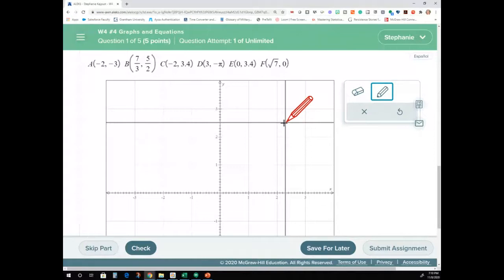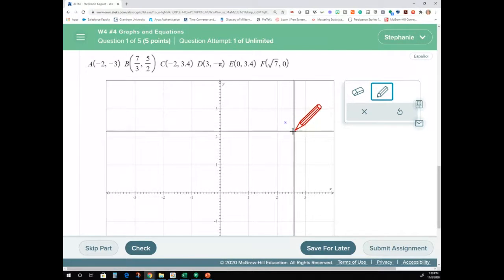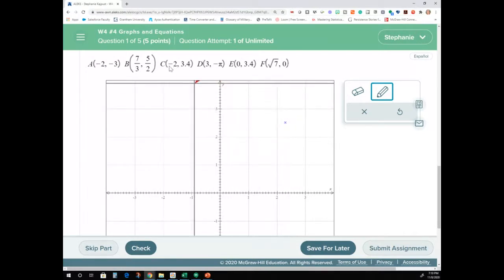And if you move, double check that I'm still at 2.3 and I'm at 2.5. So now I'm going to click. Okay, so now let's look at C.